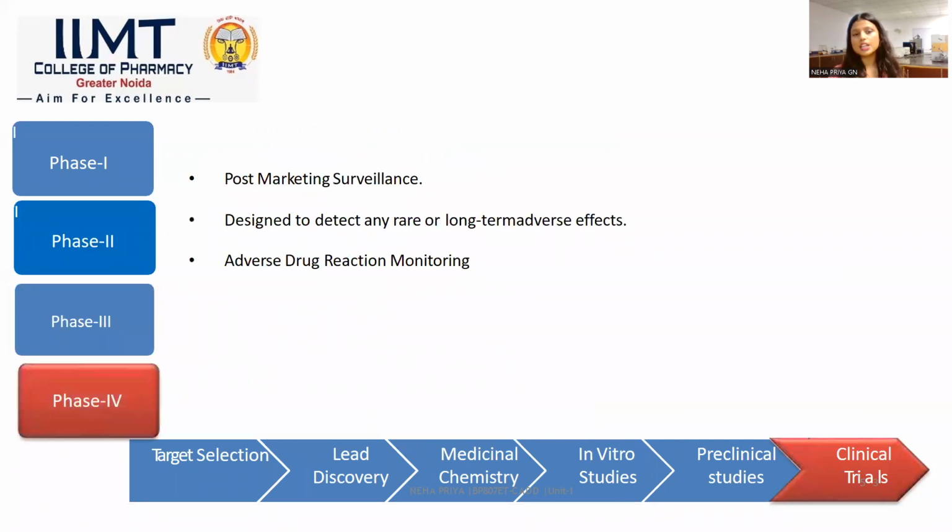After that, the last phase is the market surveillance phase. We get to understand the adverse reactions of a drug. So basically, these are all the parameters that need to be taken care of in drug development.